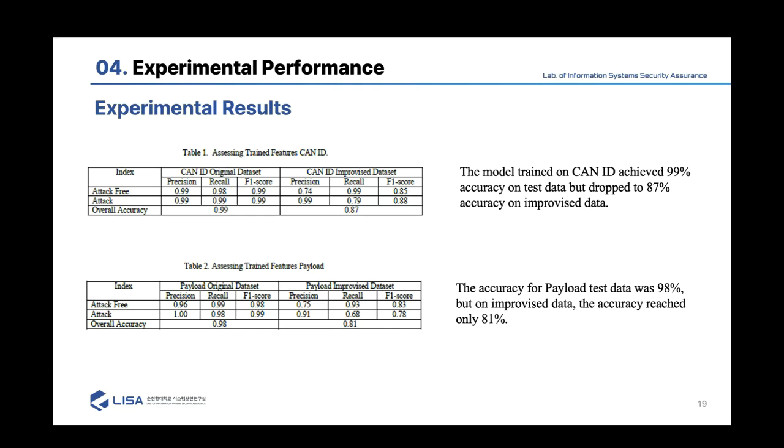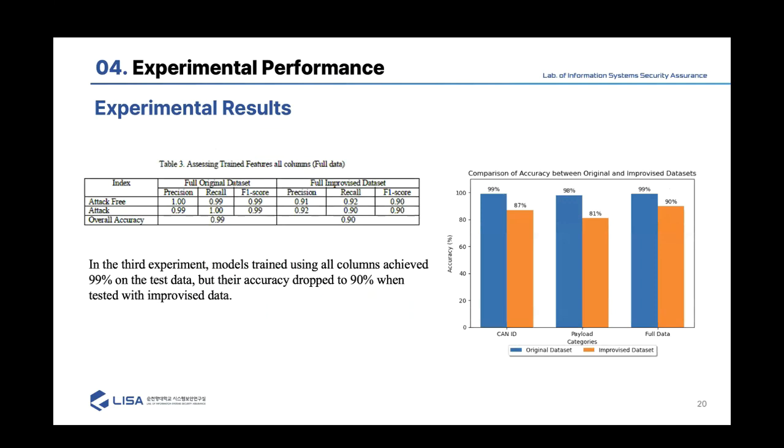In the subsequent experiment involving payload data, the model achieved a 98% accuracy rate on the original test data. Unfortunately, when we evaluated on improvised data, the accuracy decreased to 81%. In the third experiment, the model trained using all columns achieved 99% on the test data, but its accuracy dropped to 19% when tested with improvised data. In the picture, we can see the difference between the original and improvised dataset results.